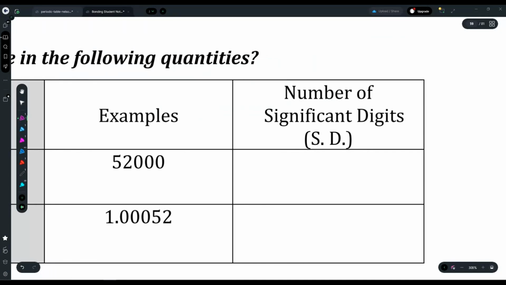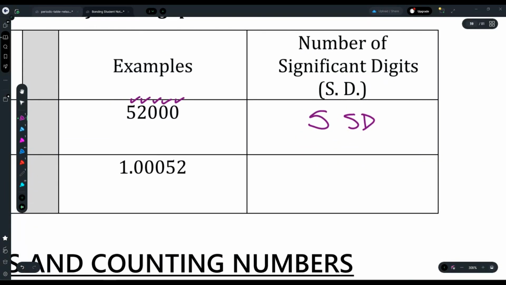With this next example, the 5 and the 2 count, and then these are all trailing zeros because they come after the non-zero digits. So all of these count, so that is 5 significant digits. Okay, and then we've got some sandwich zeros happening in the last example. So the 1, the 5, and the 2 count, and the sandwich zeros count as well. So that is 2, 4, 6 sigdigs.